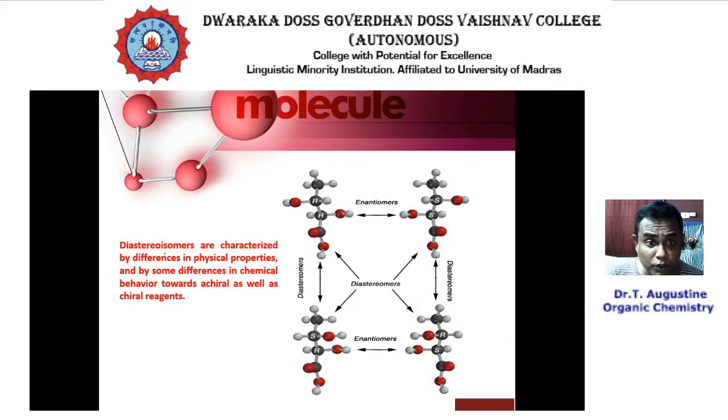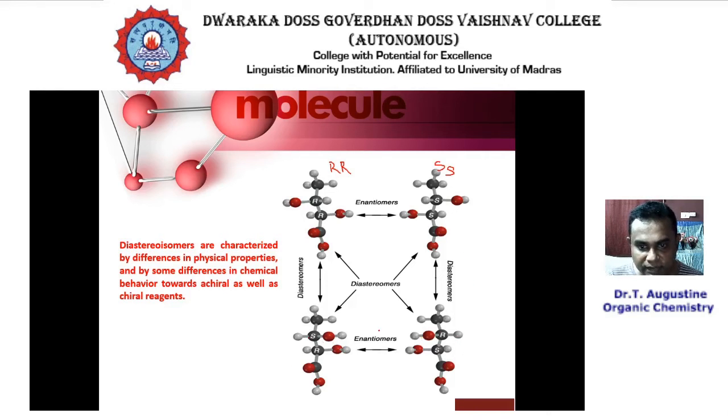So, diastereomers are characterized by differences in their physical properties and by some differences in chemical behavior towards achiral as well as chiral reagents. Now you can see this particular molecule has an RR configuration, and this particular configuration is S. Therefore they have exactly opposite configurations, and therefore they constitute a pair of enantiomers. Whereas in this case it is R and S, therefore they constitute a pair of diastereomers.